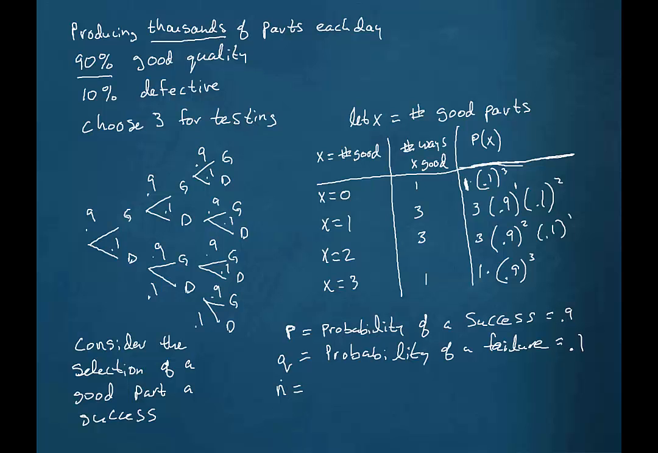Now let's look at some other notation. We're going to let n be the number of trials for this experiment. And that's just then going to be the number of times that we're going to select a part. So that turns out to be 3.